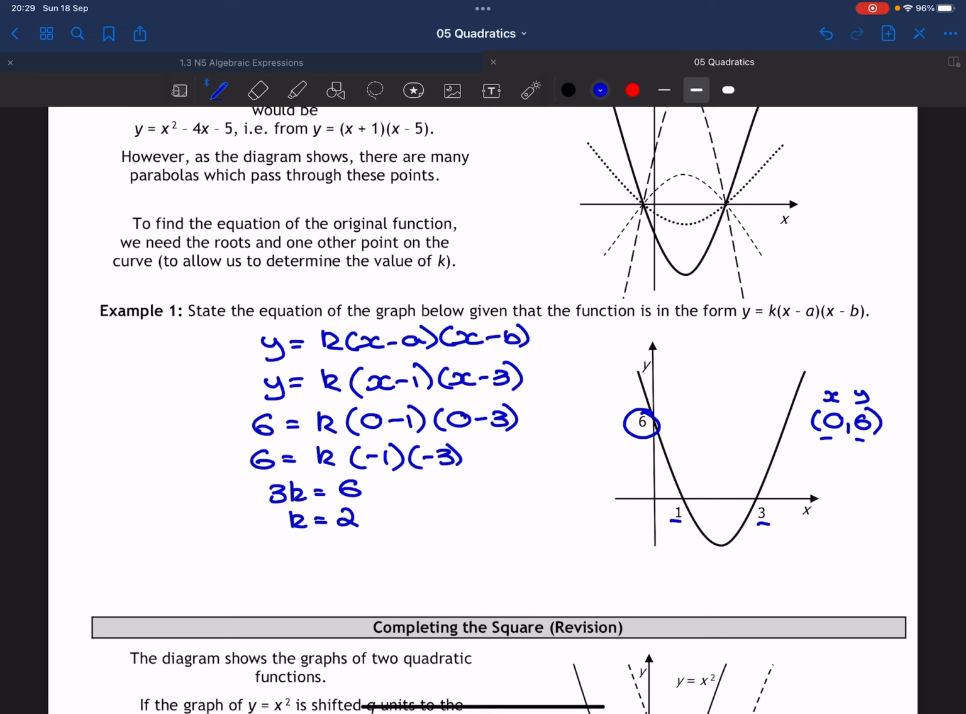The question wants it in the form of this here. So I know my value of k, I know my value of a and b, so put it all together. So I can say, therefore, the equation is going to be y is equal to 2 bracket x minus 1, x minus 3. Okay?